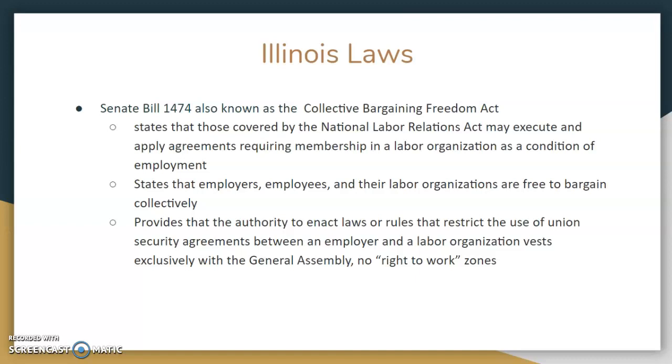It states that employers, employees, and their labor organizations are free to bargain collectively. So we can create a union and we are allowed to work together to get more rights in our contract. And then it provides the authority to enact laws or rules that restrict the use of union security agreements between an employer and the labor organizations vested exclusively with the General Assembly. So that creates no right-to-work zones. In Chicago, this is a major issue. They were trying to create right-to-work zones, and that actually went against the Illinois law here, and it had been a big issue, and they wanted to make sure that we could still have our union rights.